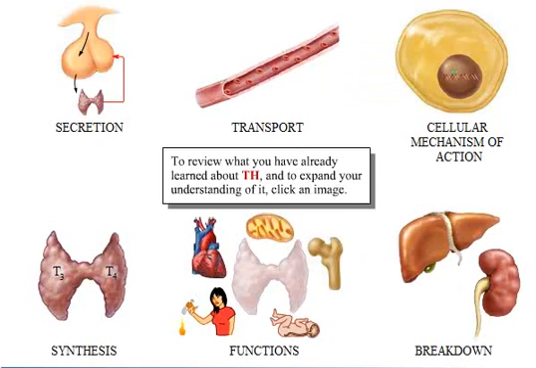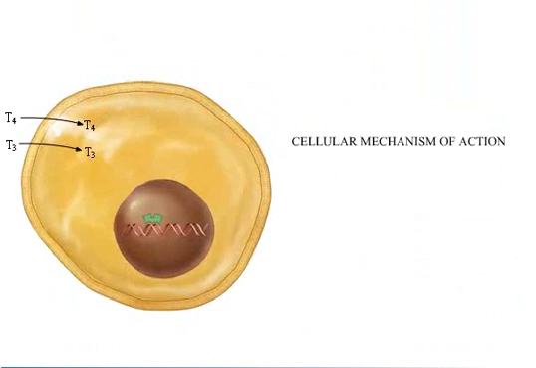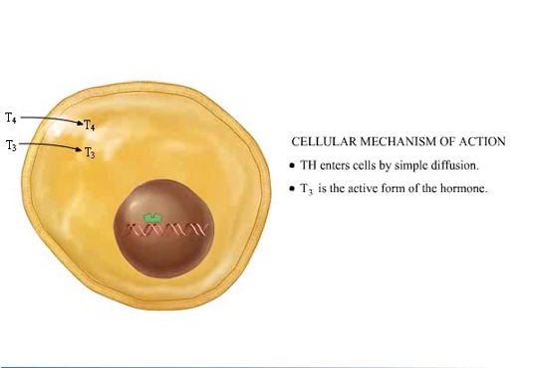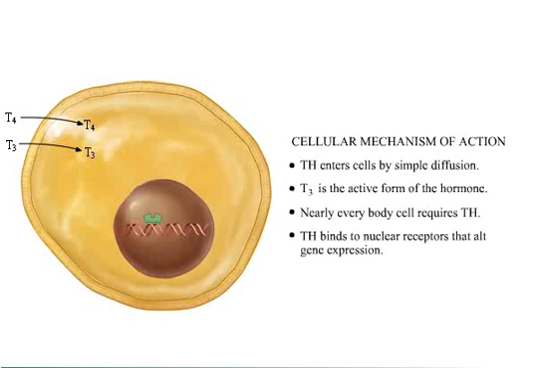To review what you have already learned about thyroid hormone and to expand your understanding of it, click an image. Thyroid hormones enter cells by diffusion. Recall that 20 times more T4 than T3 is secreted from follicle cells. By converting T4 to T3, the liver and kidney produce about 80% of the free circulating T3. Other target tissues also produce T3, the active form of the hormone. Nearly every cell in the body requires thyroid hormone for normal function. T3 binds to nuclear receptors that alter gene expression.